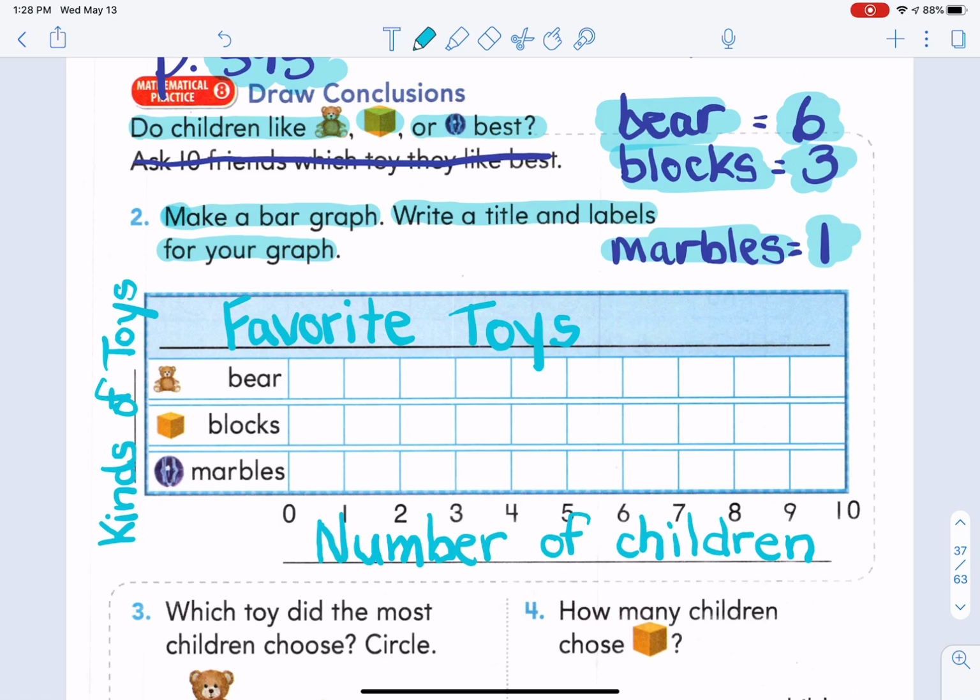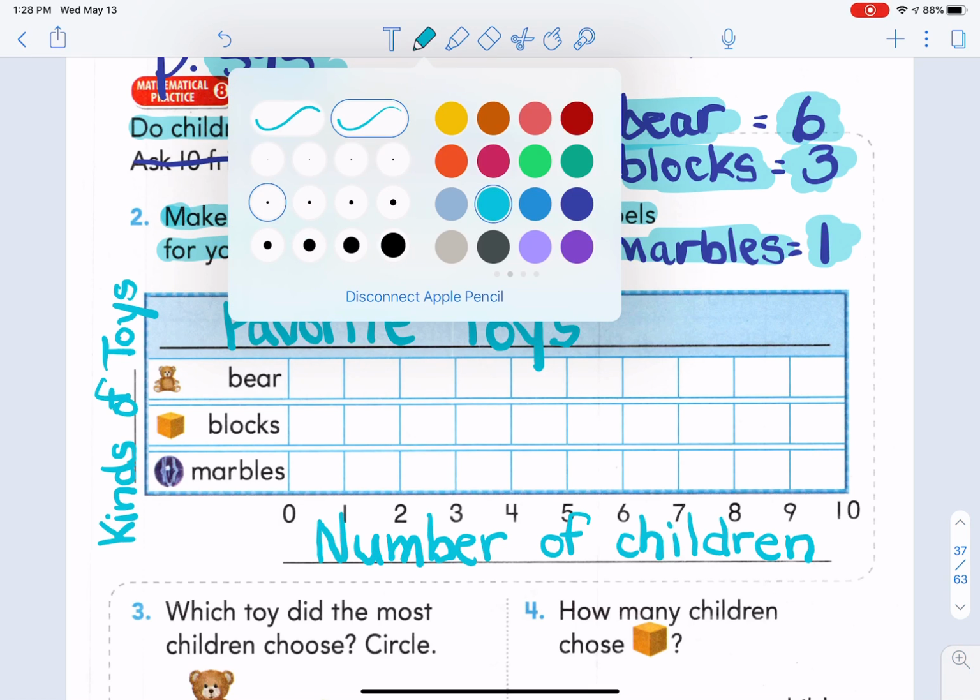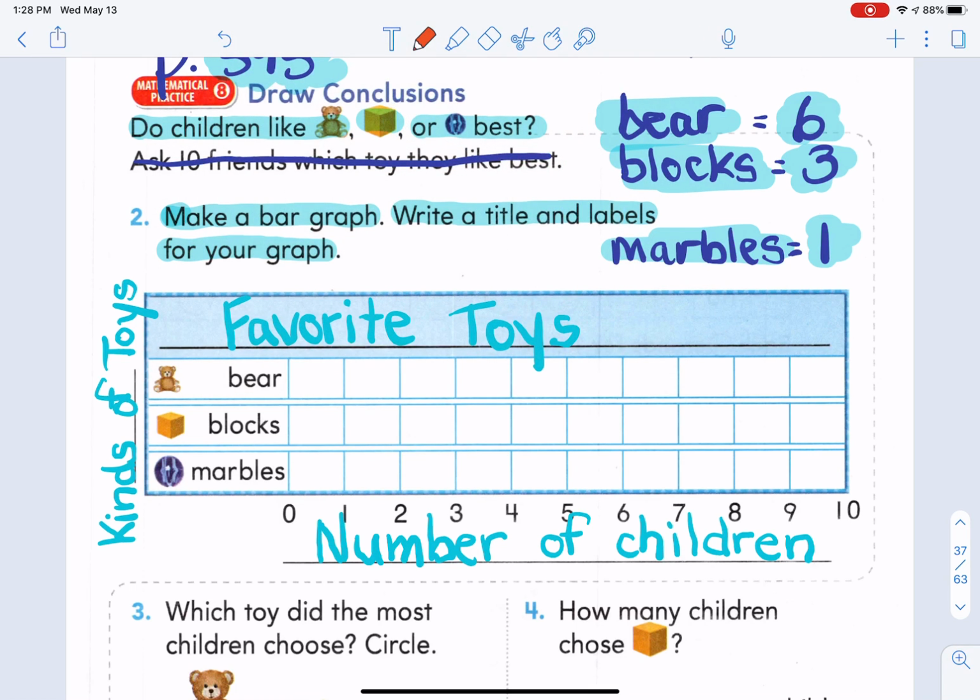Now what I'd like you to do, see if you can finish that bar graph. Remember, I wrote at the top, we have 6 children that liked bears, 3 children that like blocks, 1 child that likes marbles. So you're going to have to take your pencil and shade in the graph. Why don't you pause the video and do that right now? And then come on back and I'm going to show you the answer.